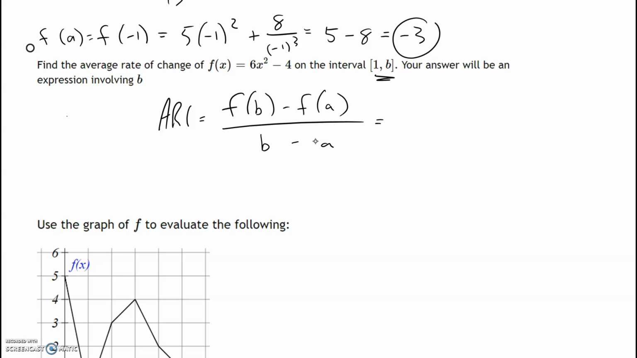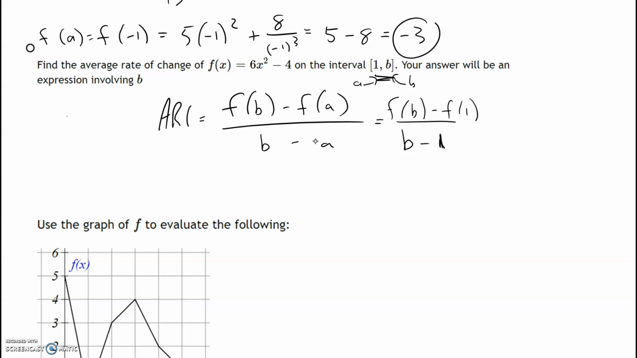Now this is going to be a little trickier. That's a, and good news, b is b. Okay, so what is b minus a? Well, b minus 1 is b minus a. A is 1. B is b. So that's the best I can really do with the denominator. I can't simplify b minus 1 if I don't know what it is. Okay. In the numerator, let's do this first. F of b minus f of 1.